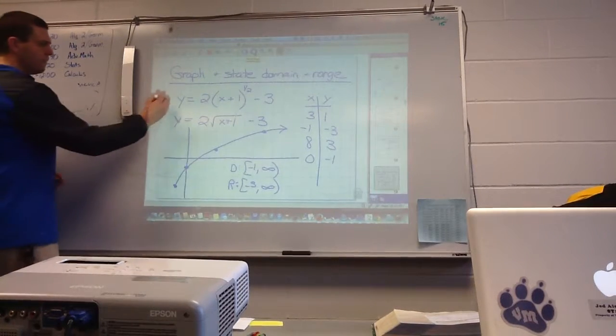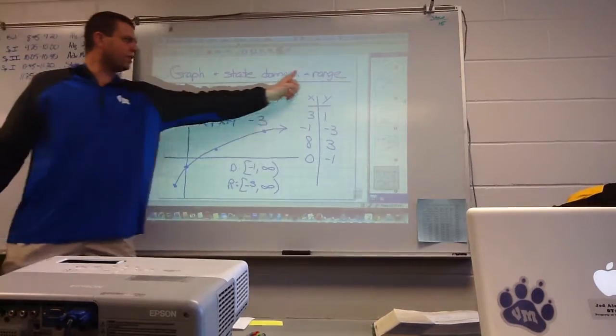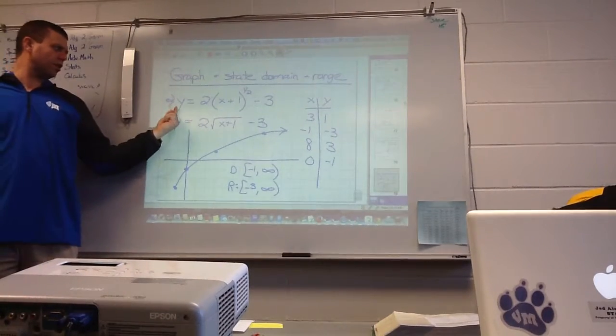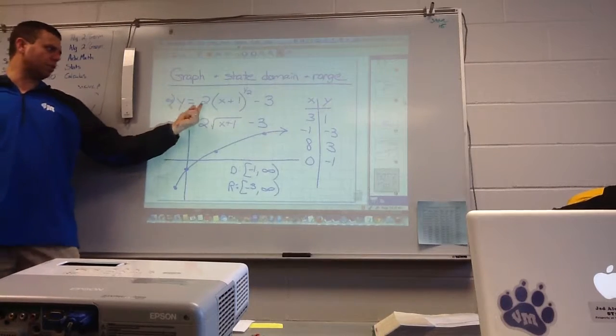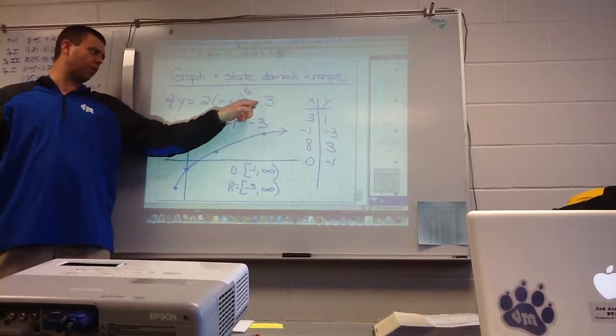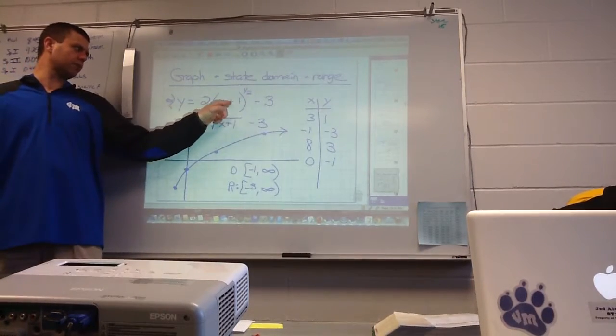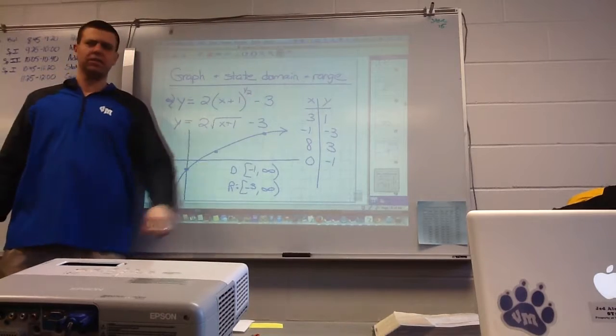This was what I gave you originally, right here. Okay. Graph and state the domain and range, and the equation I'm giving you is y equals 2 times the quantity x plus 1 raised to the 1/2 power minus 3. So y equals 2 times the quantity x plus 1 raised to the 1/2 power minus 3.